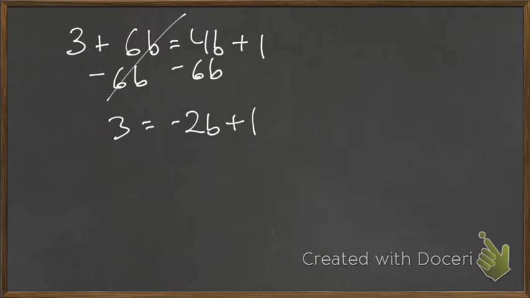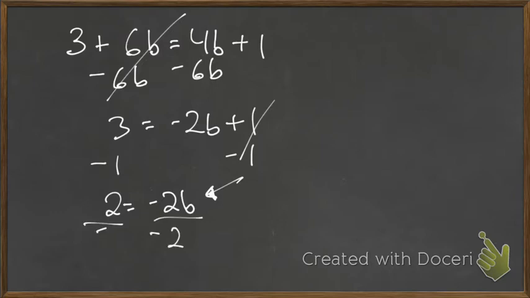Not divide by -2? Okay, good. Minus 1. So I've got 2 equals -2b. Last step, Brayley. What do I got to do to this? I don't want the answer. I want to know what to do. Divide by what? -2. So do you guys see that it gets you that -1 either way?